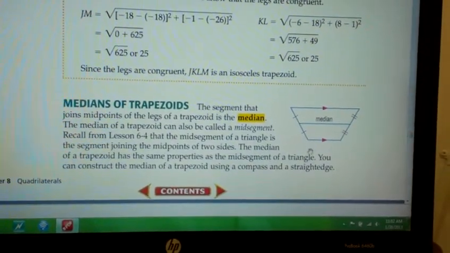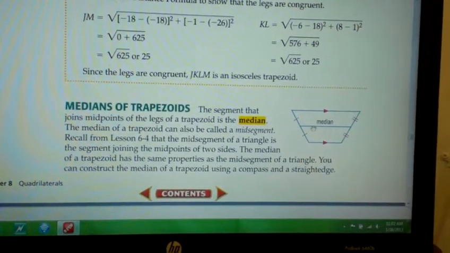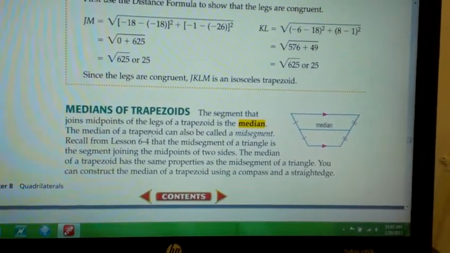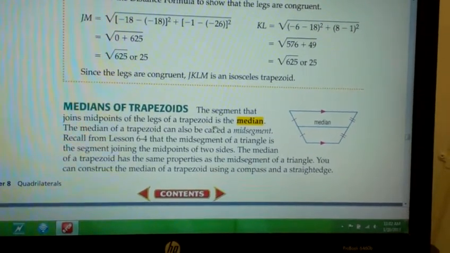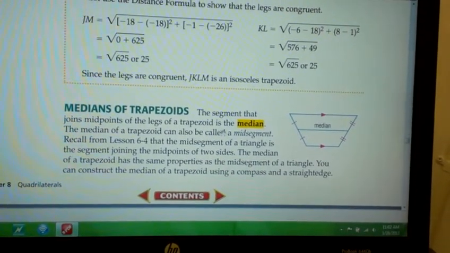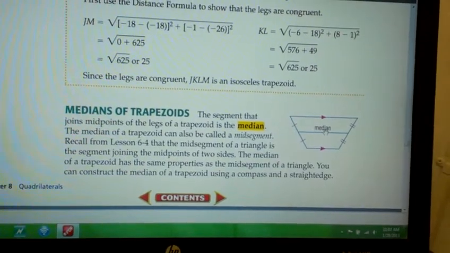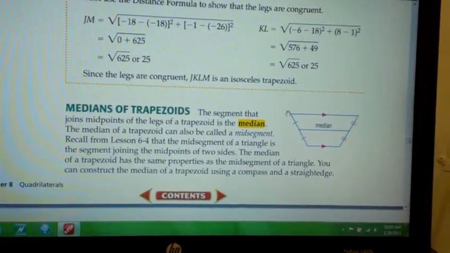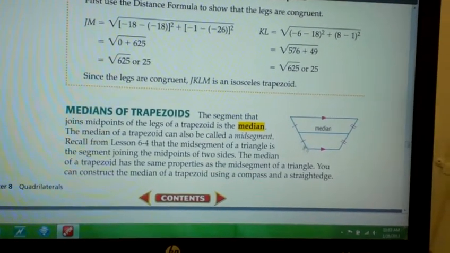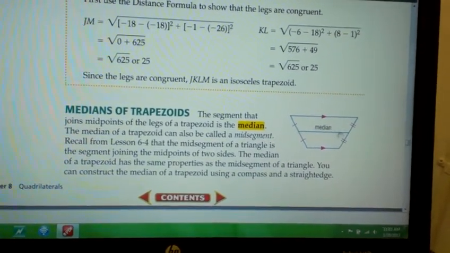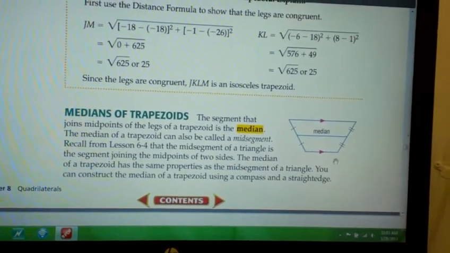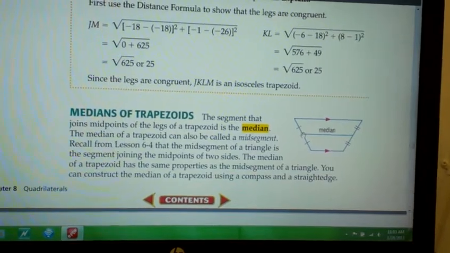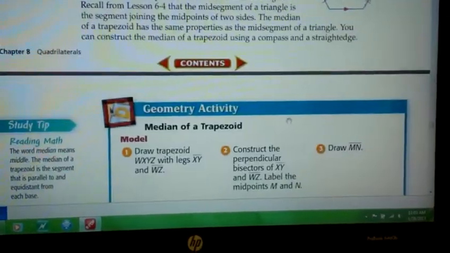Now, when you have a trapezoid, there's something called the median. The segment that joins the midpoints of the legs of a trapezoid is the median. What that means is that the median is halfway between the top and the bottom. If you look at this leg and cut it in half, you get a midpoint. You look at this leg and cut that in half, you get a midpoint. When you connect this midpoint to this midpoint, you form the median.